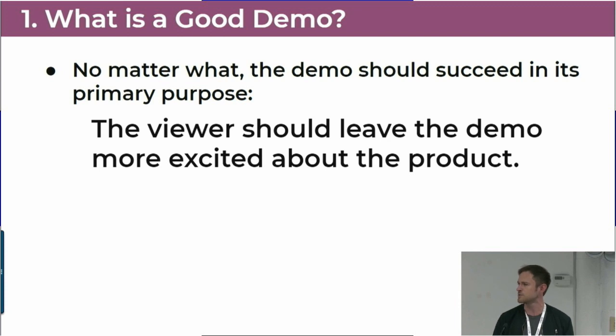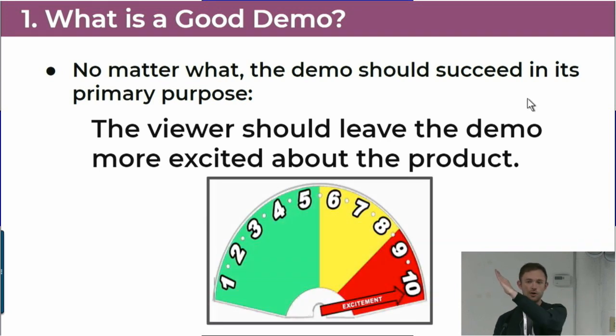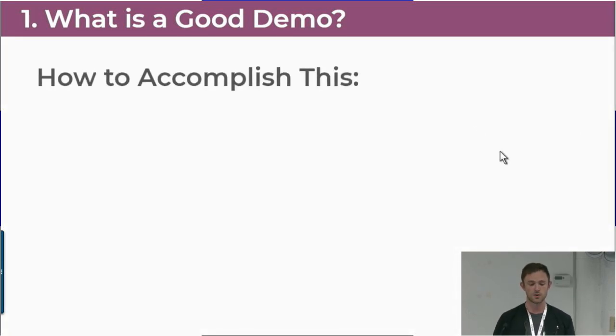Maybe they're already somewhat sold on what you're demoing, but they just have a couple of yellow flags that you want to smooth over. The main thing is they come in and their excitement level is here, and you basically just want their excitement level to go up here as much as you possibly can. You have that chance with the demo to do that. That's the purpose. And so how do you do that?